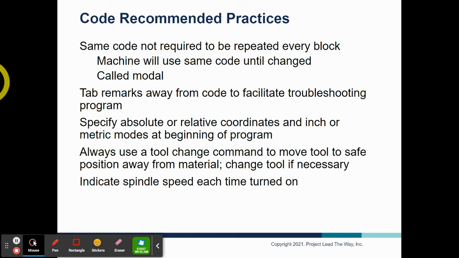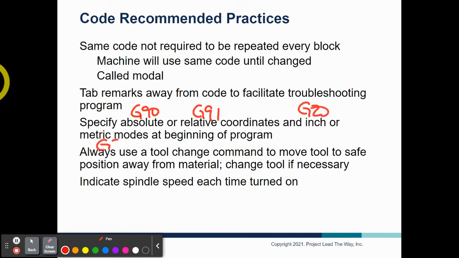You should always specify absolute or relative coordinates, right? So absolute is G90, relative is G91, inch is G20, or metric, which is G21, at the beginning of your program. So usually you have what they call a start block. A start block is almost like a default program that you put at the top of your programs that usually says: are you going to work in absolute? Are you going to work in inch? And you just use that generic block that you made at the beginning of all your programs. You can move a tool change command to move the tool to a safe position away from material, and then indicate what spindle speed each time it's turned on.